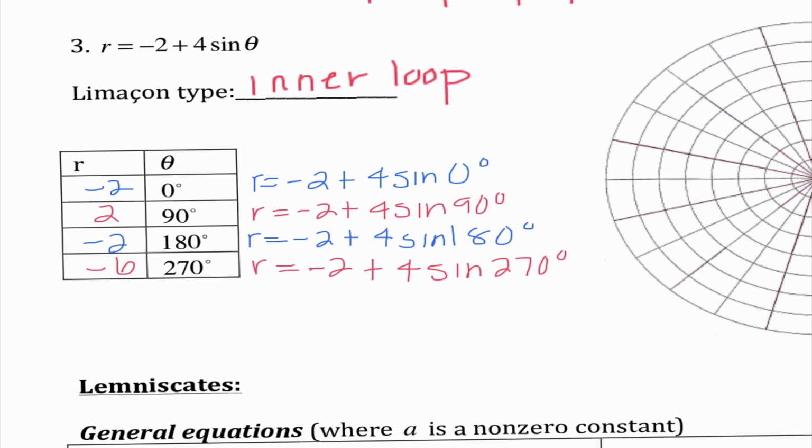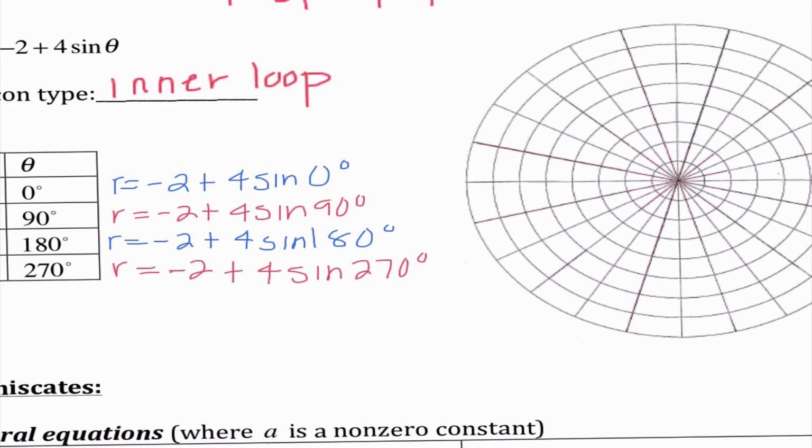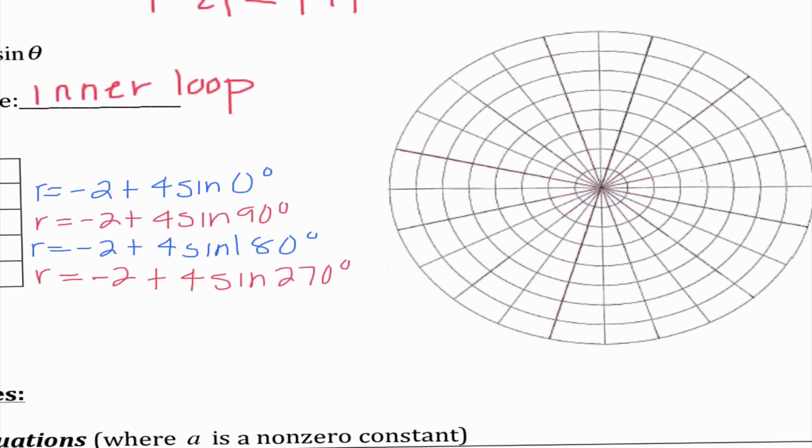Now when we're graphing a lot of these ordered pairs, notice we have negative values, so that means that I need to go in the opposite direction. So I have negative 2, 0. Then we have 2, 90 degrees.